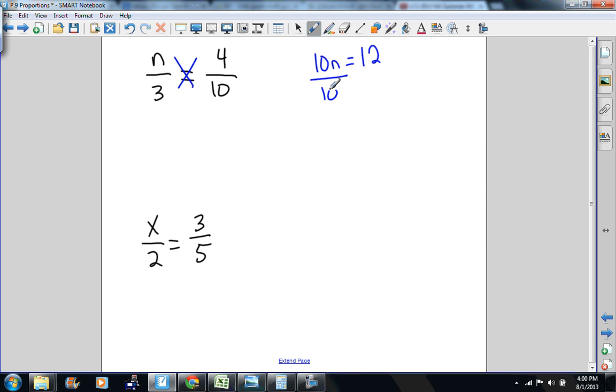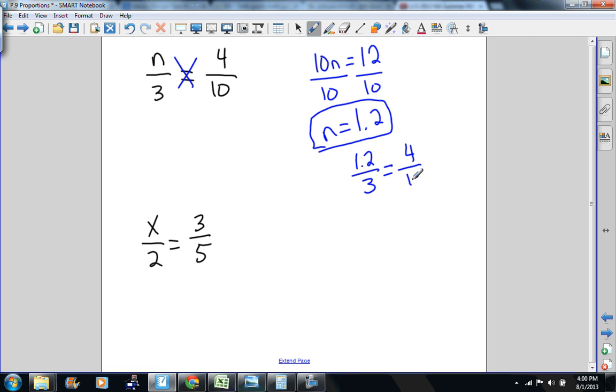We divide by 10 on both sides. So here n is equal to 1.2. And for the first time ever, I think decimals are actually easier because fractions inside of fractions get a little confusing. So 1.2 over 3 is equal to 4 over 10. This one, to check your answer, I would multiply like this. 1.2 times 10 is 12. 3 times 4 is 12, so that checks out.